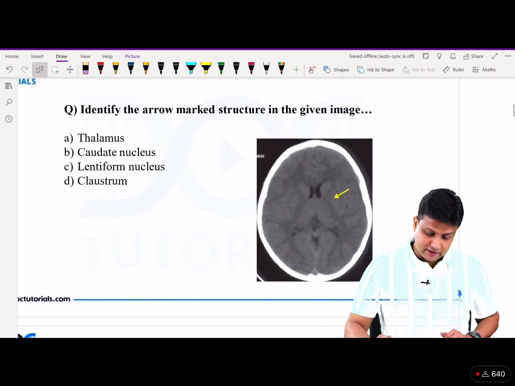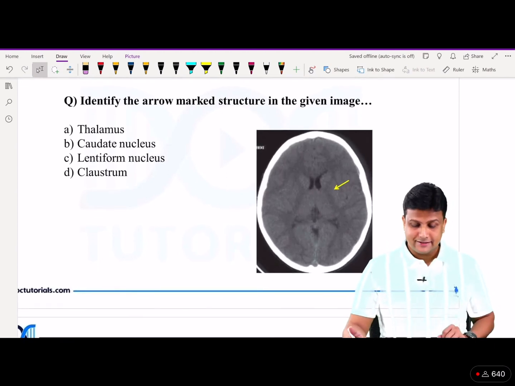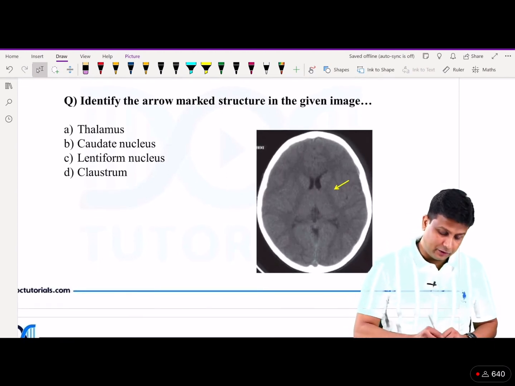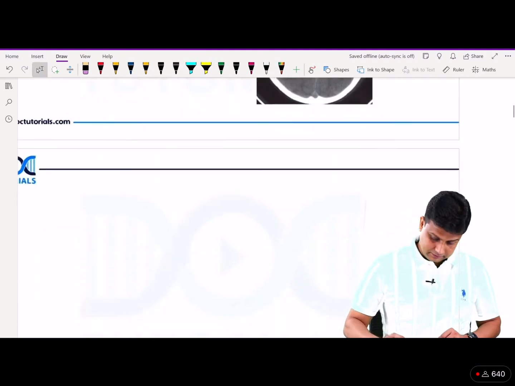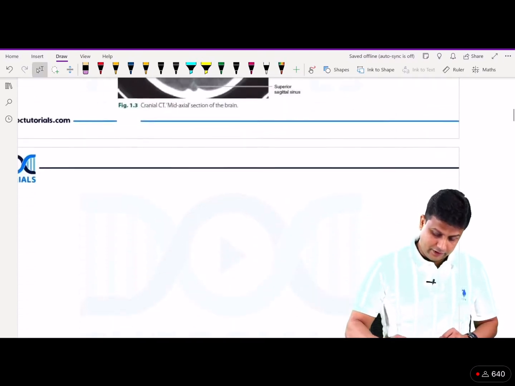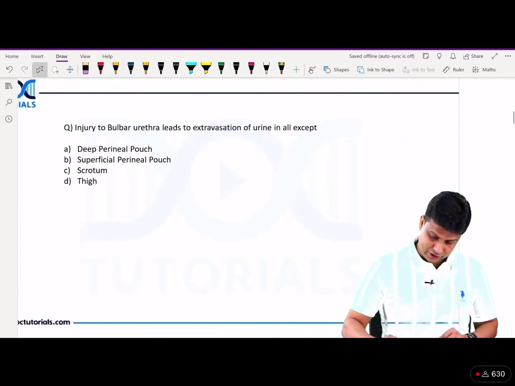Now, after this, this is the question that was given in your MCA exam. You should be able to identify the lentiform nucleus in this one here, sir. Now, after that, let us go towards the next question here.